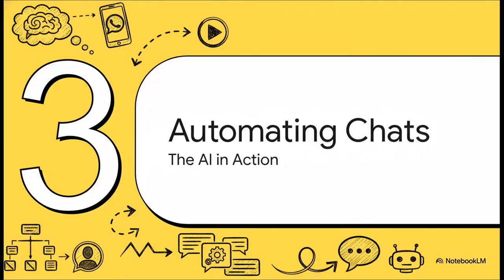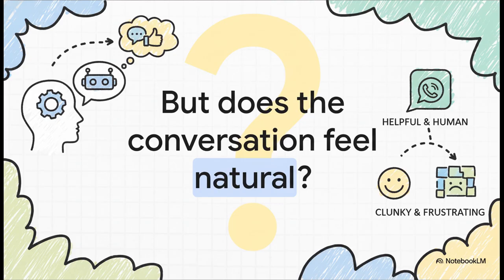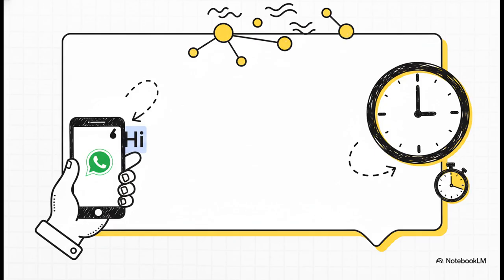So, our AI is trained and ready to go. Now, it's showtime. Let's put this thing to the test and see how it actually handles a real conversation when a customer messages in on WhatsApp. This is really the make or break question for any kind of automation, isn't it? Is this conversation going to feel natural and helpful, or is it going to feel like you're talking to a robot and just get frustrating? Let's find out.